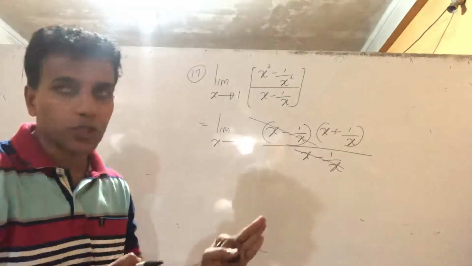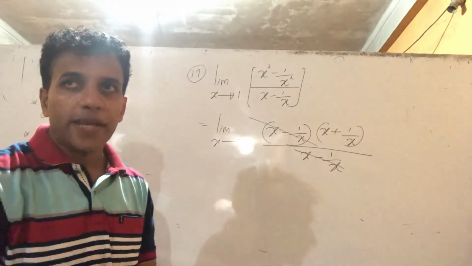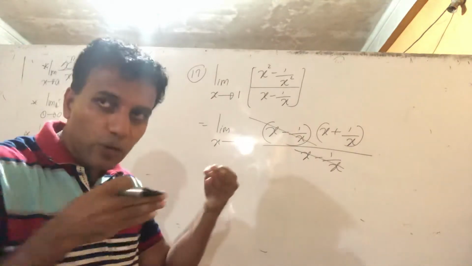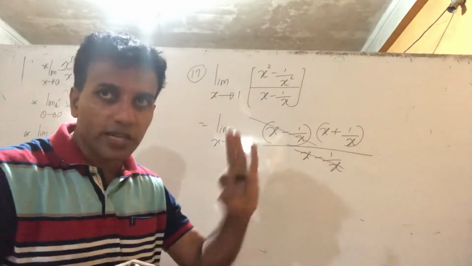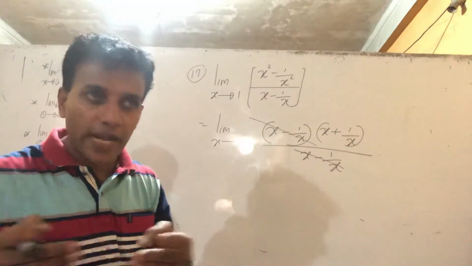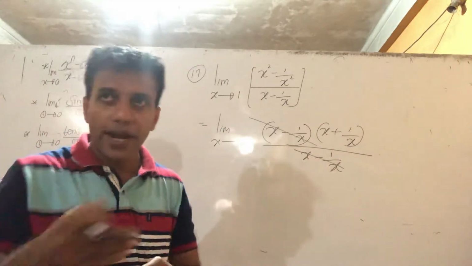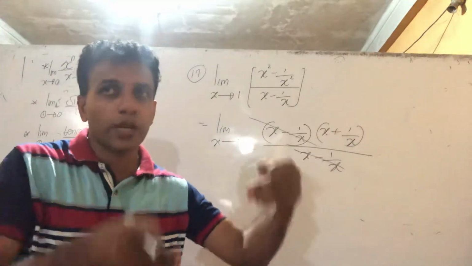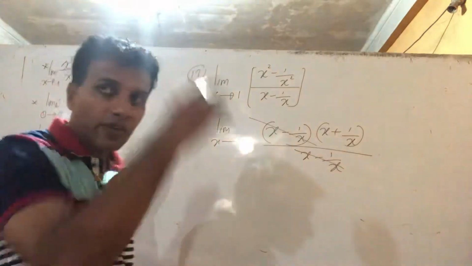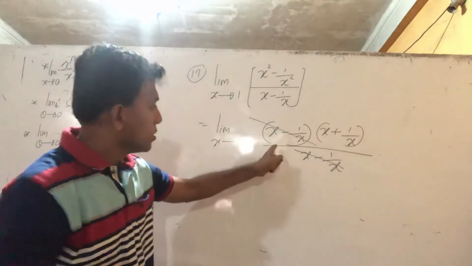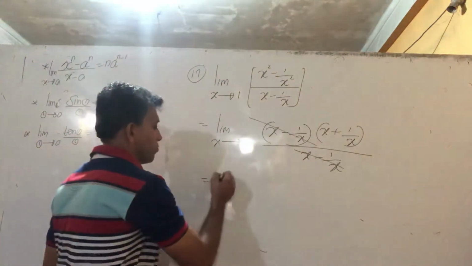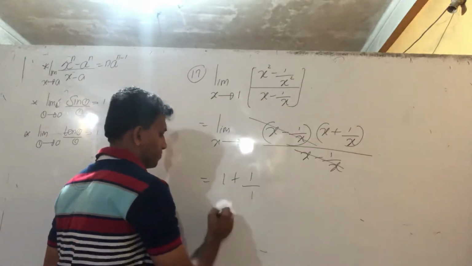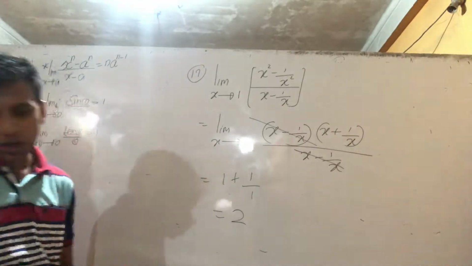If you directly substitute, it's meaningless. That's why approaching or tends to a value means not a direct substitution. It becomes the LHL or RHL, the left hand limit or right hand limit to that particular point. That's everything we completed in the theory classes. Put x as 1: 1 plus 1 over 1, the limit is 2. The answer is 2.